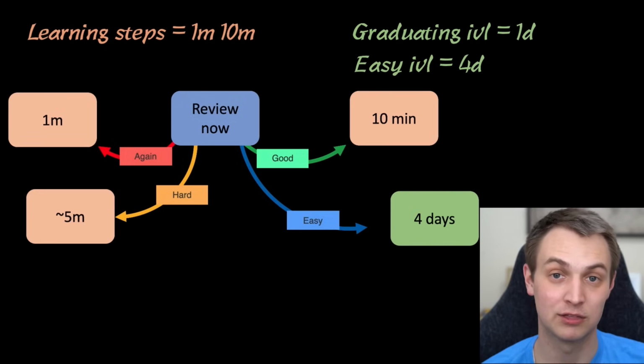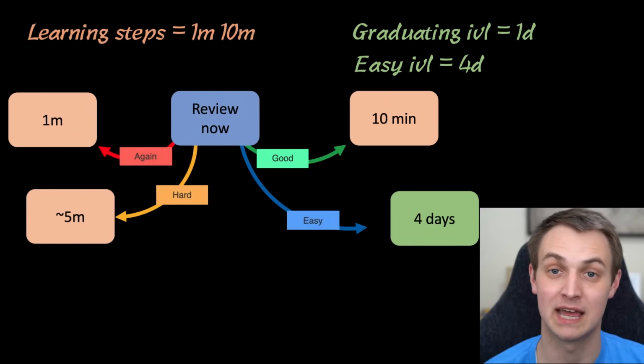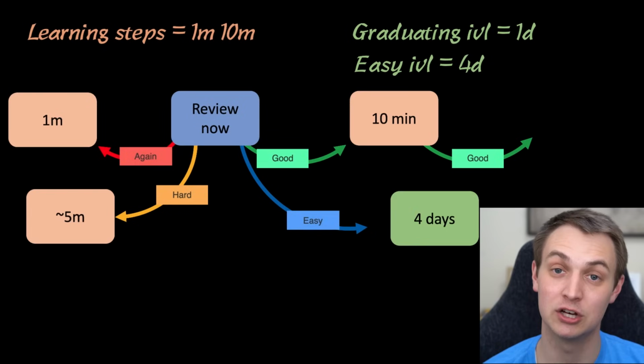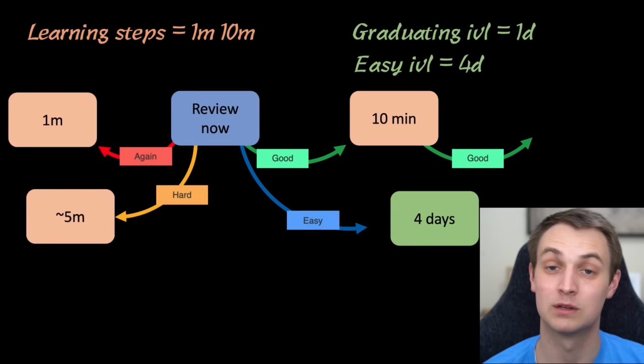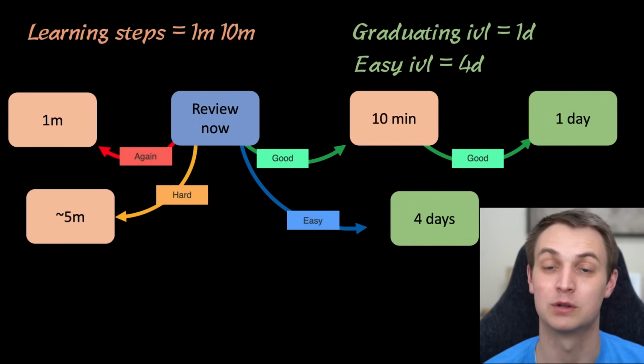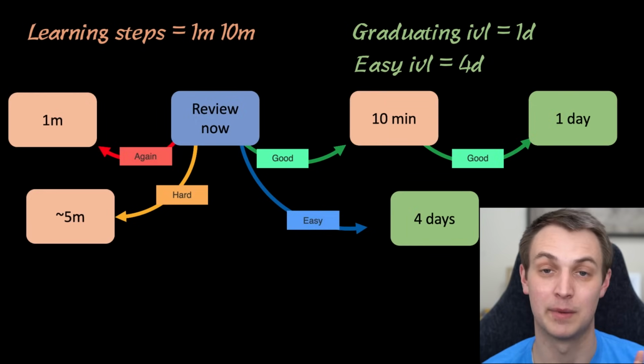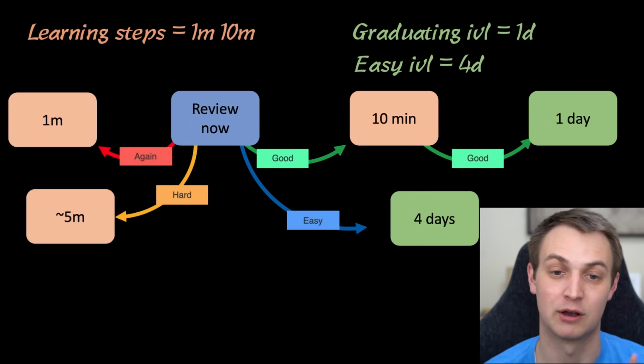Now, after you have gone through each of the learning steps, which in this case is just 10 minutes, remember 1 minute means you got it again. So just one step here, which is 10 minutes. After you do that, if I were to hit good again on that card, we would no longer be in the learning phase. We would now be graduated, and we would go to the graduating interval, which is 1 day. And you can see I've colored the card green there so you know it's graduated. And the easy button also graduates the card.